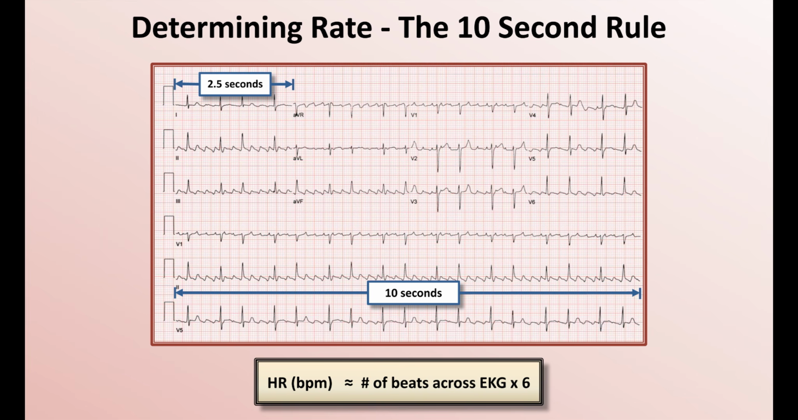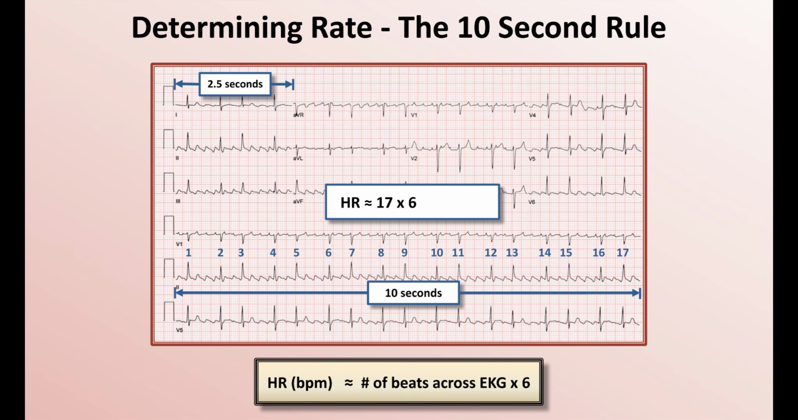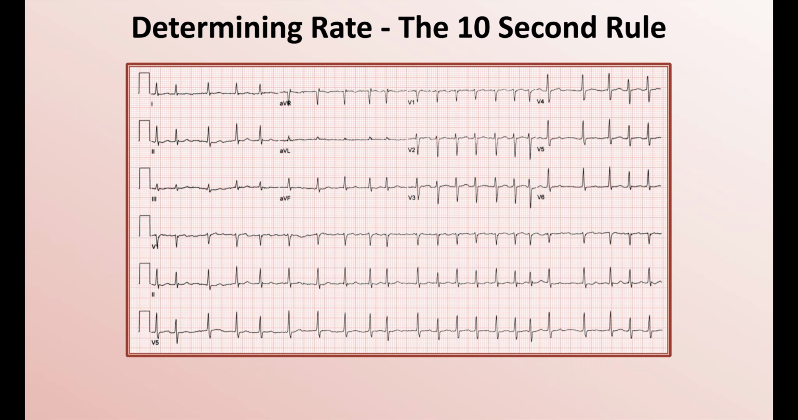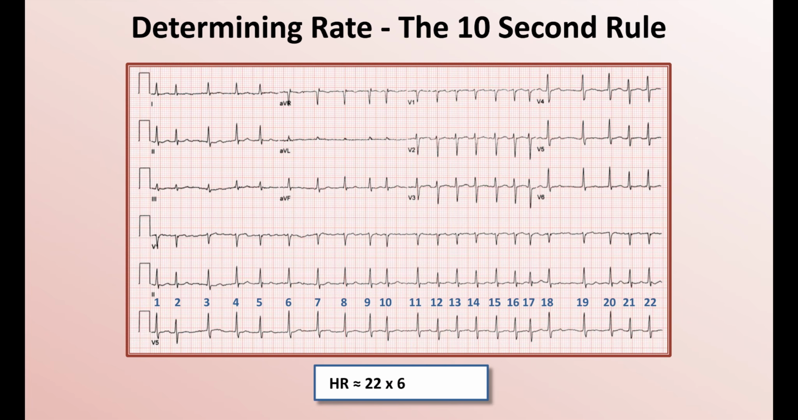For example, in this EKG of atrial flutter with variable AV block, we can count 17 beats across, which can be counted on any line. Then the heart rate is approximately 17 times 6, or 102. A second example. Here is some atrial fibrillation. In this case, there are 22 beats across the page. Thus, the heart rate is a rather quick 132 beats per minute. That's all there is to determining the heart rate on EKG.